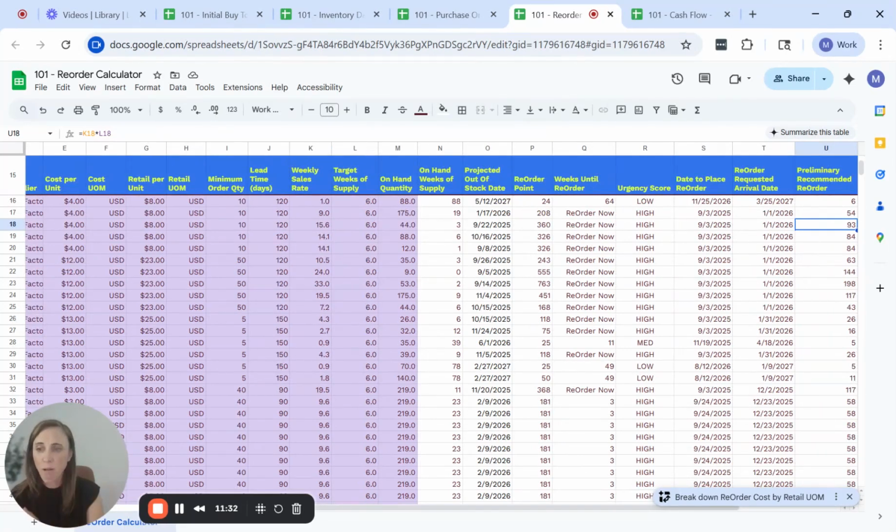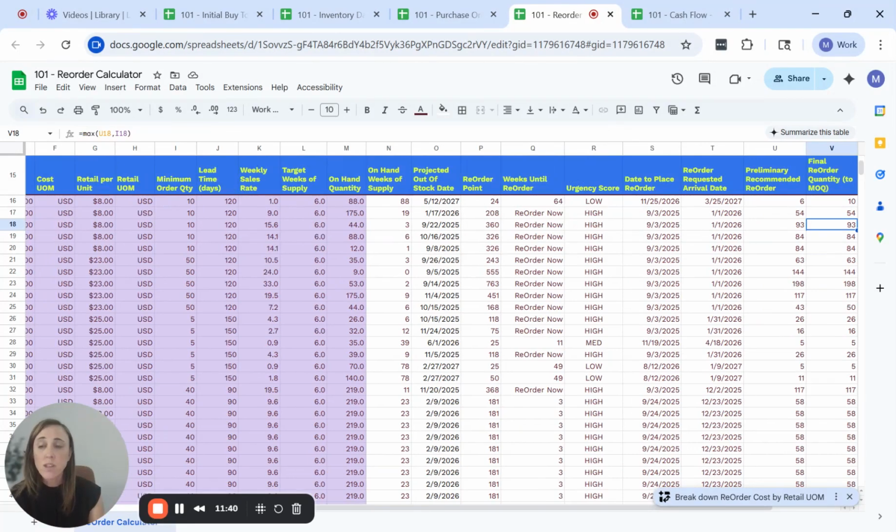It's saying, based on all the math of how much you own and how much you need, with that weeks of supply target to hold 6 weeks, you need to order 93 of this product. It's also going to take into account the MOQ to give you your final order quantity. We're not going to recommend a quantity that your vendor won't accept. So on this row, for example, the math is saying you need 43 units, but it's going to round it to 50 because the vendor has a minimum order quantity of 50. So we're saying, hey, you're going to order 50.